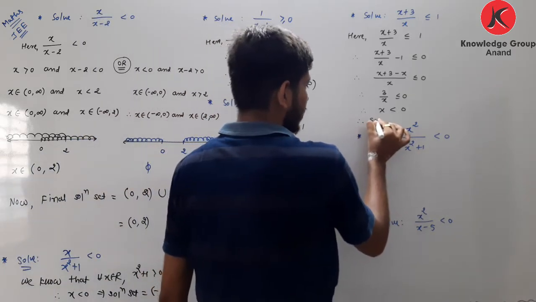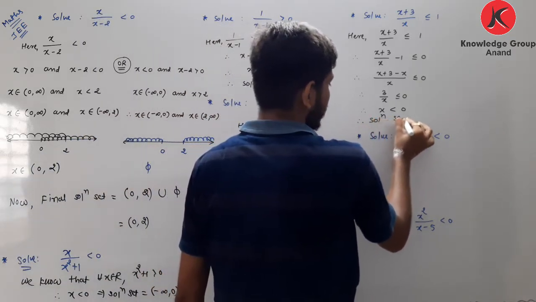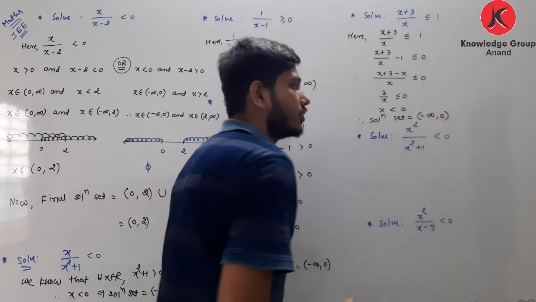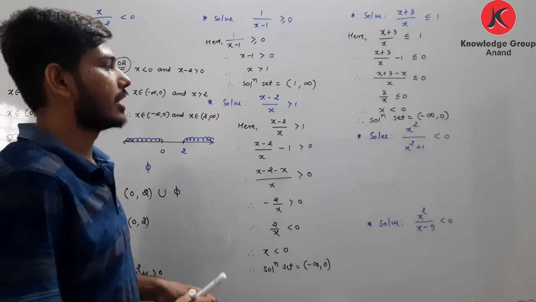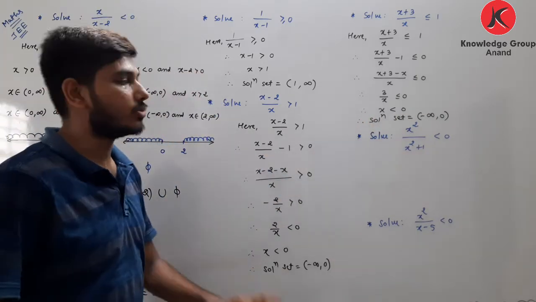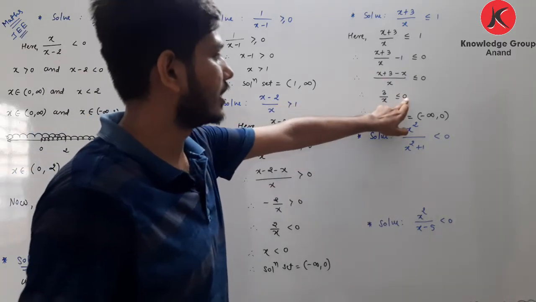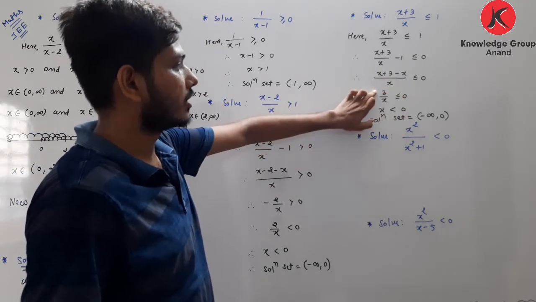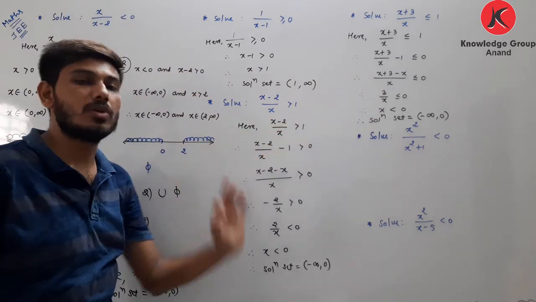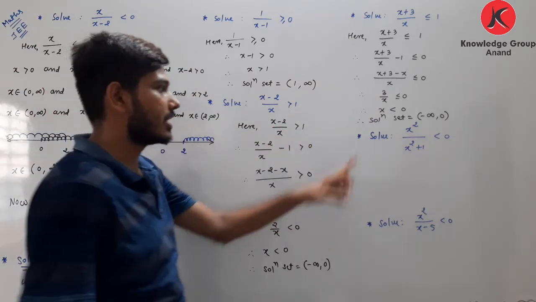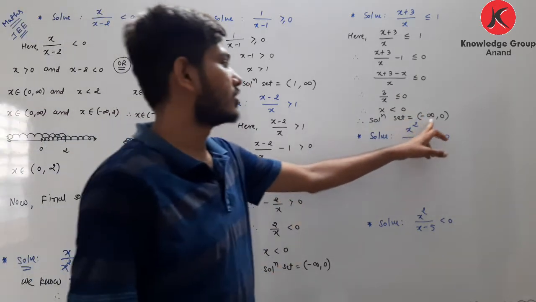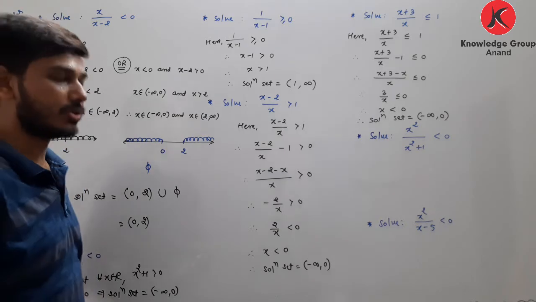Therefore, solution set equals to minus infinity to 0 here. Therefore, solution set for this case is minus infinity to 0 because the ratio is negative or equals to 0. Here numerator is positive, therefore denominator must be negative. That means x less than 0. Okay, therefore our solution set is minus infinity to 0 here.